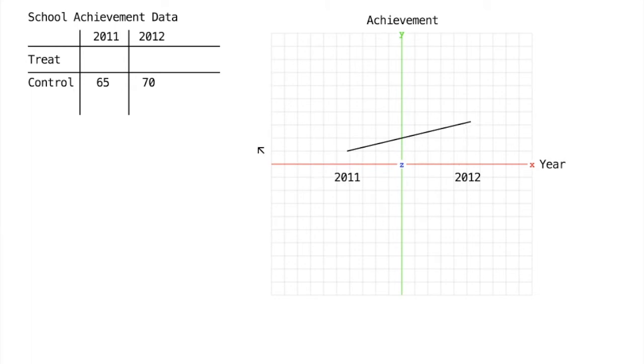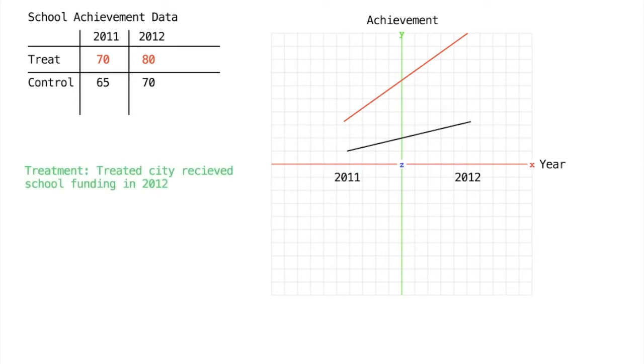Very similarly, we can also plot the school achievement over time for the treatment city. We can clearly see that the increase in school achievement over time in the treated city is higher than the control city. For the treatment city that received school funding in 2012, the test score goes up by 10 points, from 70 points in 2011 to 80 points in 2012. So this is the data we are working with, and what we essentially want to know is the impact of the school funding on student achievement. That is, we want to know how much of the 10-point increase in school achievement in the treated city over time is due to the school funding.